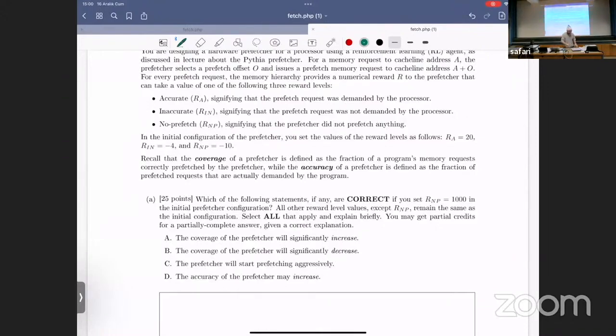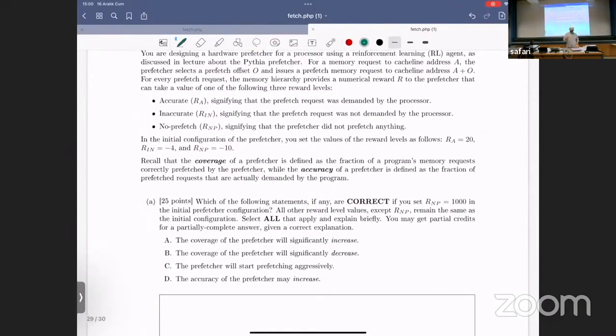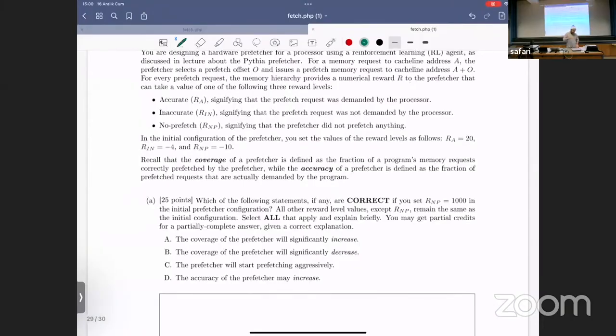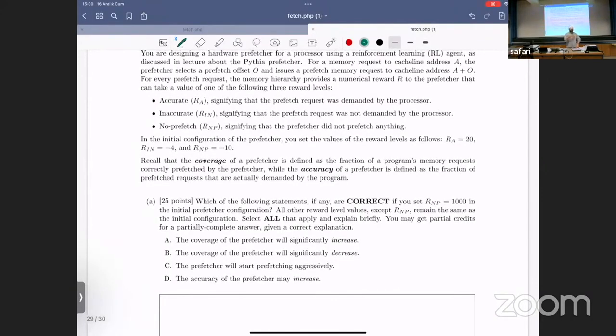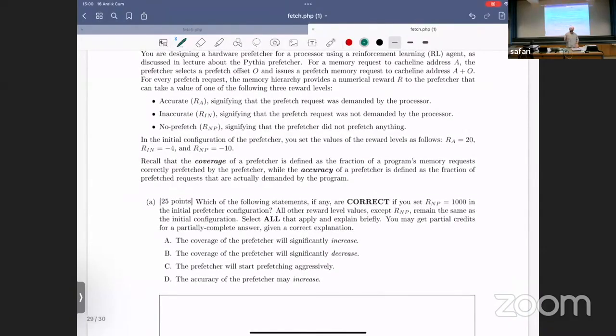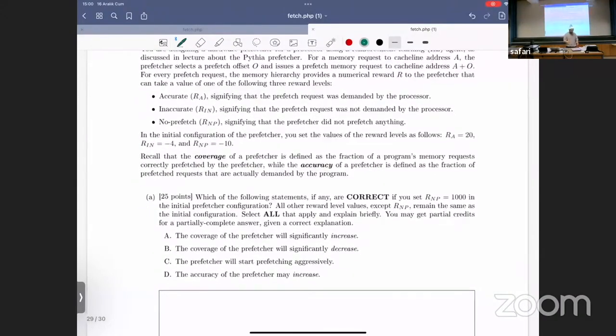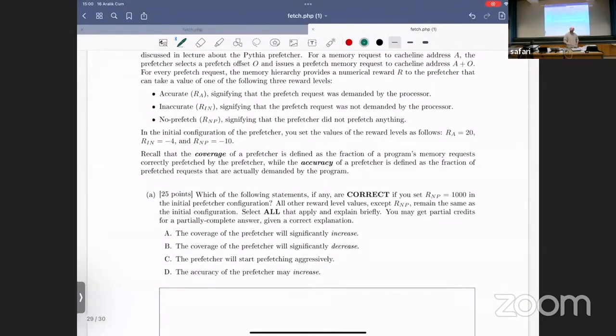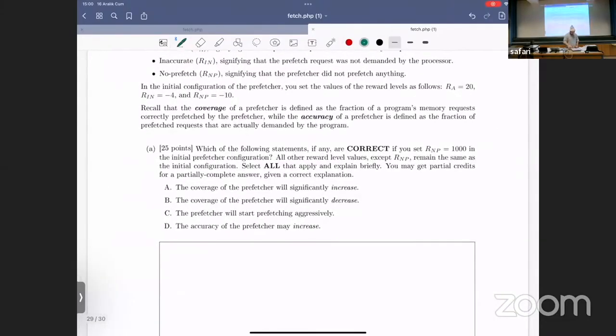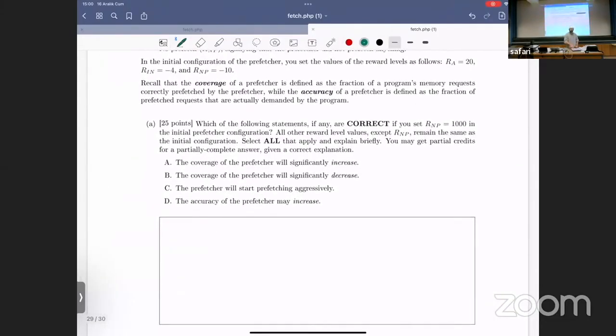And the accuracy, what does that mean? We prefetched something and it was indeed used. So the accuracy is a different metric from the coverage. We might have a really high coverage and also a high accuracy. But we might have a small coverage and still a high accuracy. There is a correlation, but it's not exactly the same thing. This is also defined in your prefetching lecture, I think. So let's go to the questions.